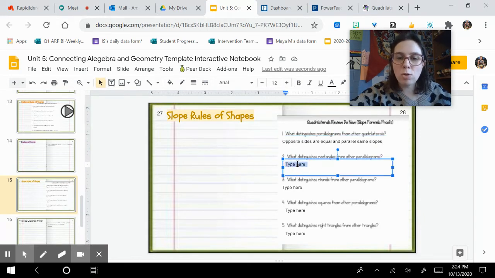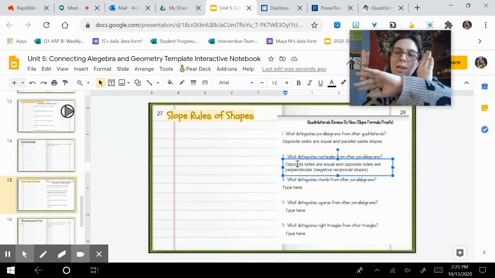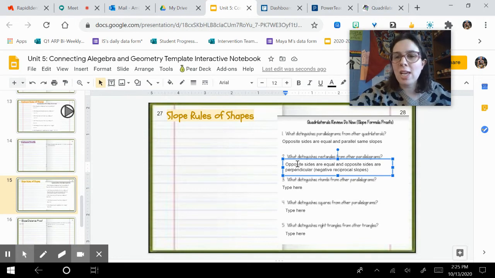All right, rectangles: opposite sides are equal and opposite sides are perpendicular. That means negative reciprocal slope. So opposite sides of a rectangle are equal and have perpendicular slopes, because a rectangle has 90 degrees on all four angles, which means they have to be perpendicular, because perpendicular lines cross at a 90-degree angle. So they have negative reciprocal slope.